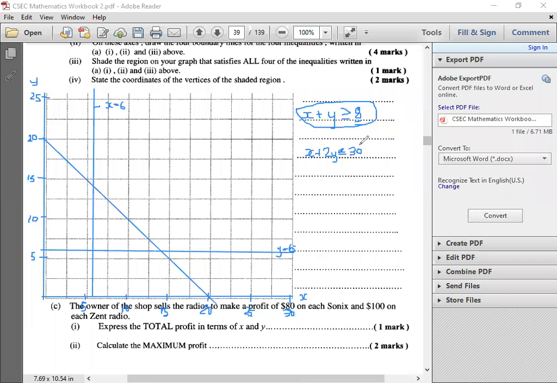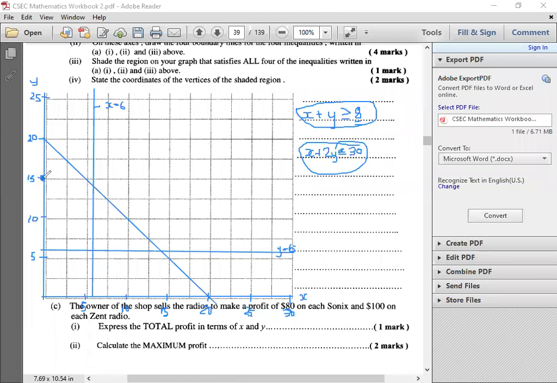All right. When you get an equation like this, look at it keenly. I can tell you that this is going to be a line running from 30 on the x to 15 on the y. Because when I put x as 0, I'm getting 2y being less than or equal to 30. So y is going to be 15.